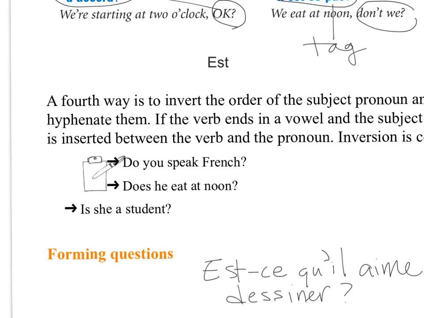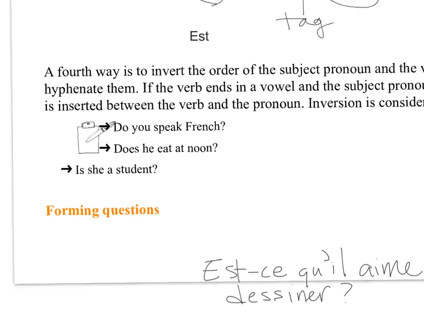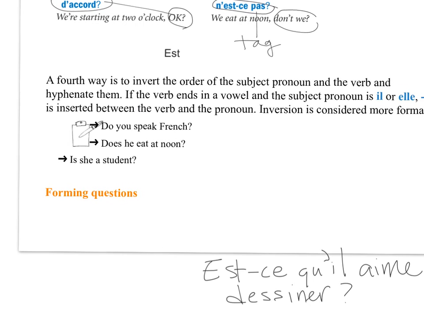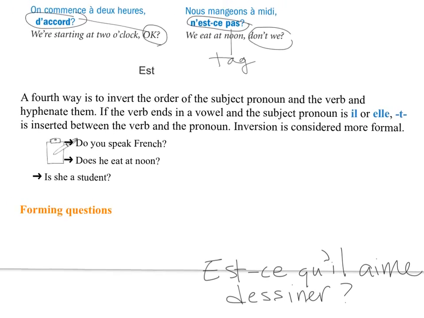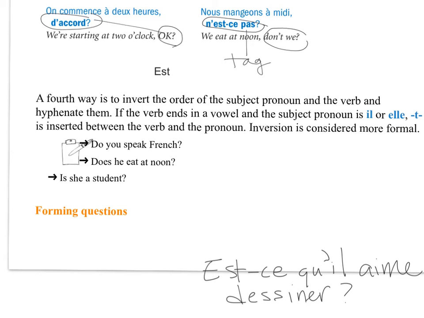Okay. A fourth way is to invert the order of the subject pronoun and the verb and hyphenate them. If the verb ends in a vowel and the subject is il or elle, a T with hyphens is inserted between the verb and the pronoun. Okay, this is more of a formal expression. For example, do you speak French? So you speak French, Tu parles français, right? You're going to invert the pronoun and the verb.